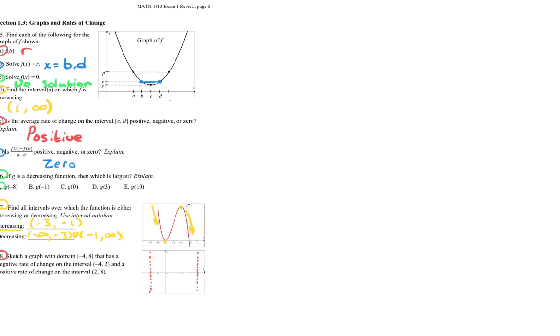And then if we have a negative rate of change from -4 to 2, that means we're going to be going downwards, right? So maybe something like that. And then a positive rate of change from 2 to 8, so that means that we're going to be going upwards or something like that. And notice that I'm going to put 2 dots here, so that shows that our domain is inclusive of -4 and 8.